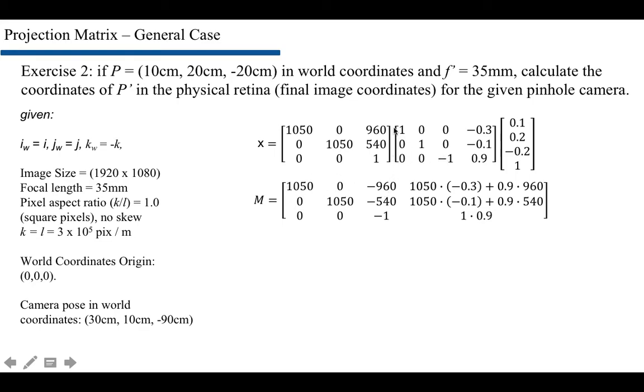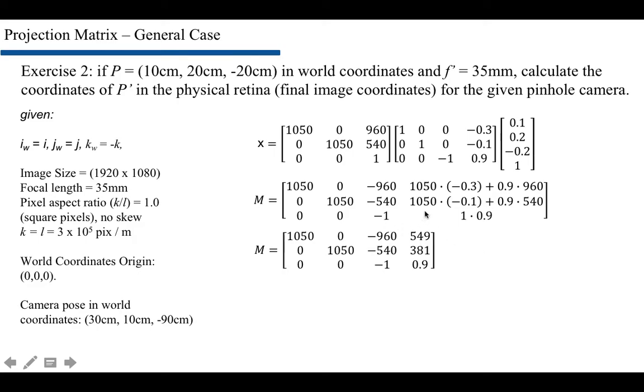And here, as we have minus 1, this column would be negative. And at the end, we will multiply 1050 times minus 3, plus this is 0, plus 960 times 0.9. And the same for the third column. For the row, this will be 0 times minus 0.3 times plus 1050 times minus 1 plus 540 times 0.9. And in the third row, we will have 0 times, it is 0, this is 0, this is 1 times 0.9. So it's pretty easy.